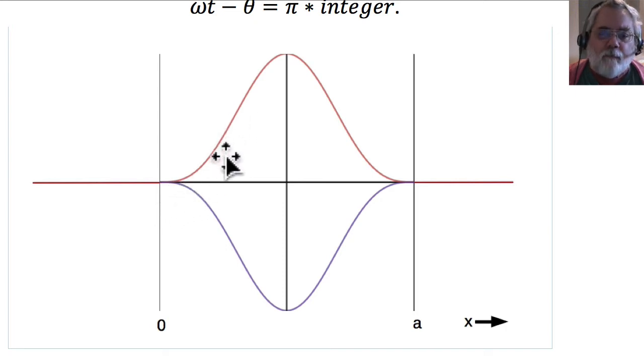At the time of the red curve, the current is highest at the center of the box. The current is positive, the probability density is moving left to right, and the magnitude of the current is highest at the center of the box. Here toward the far left of the box, the current is not so high. Probability density is moving left to right, but the magnitude of the current is smaller here.